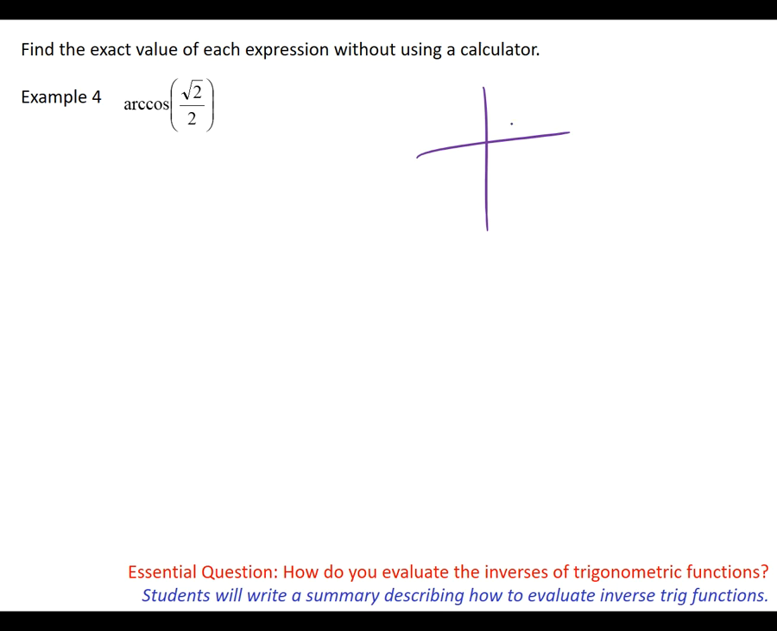Alright, which quadrants is cosine valid in? 1 and 2. Which one is it positive in? Okay, is cosine the x or the y? X. So I want an x value. I want where the x value is positive square root of 2 over 2. What's the radian measurement? Good.